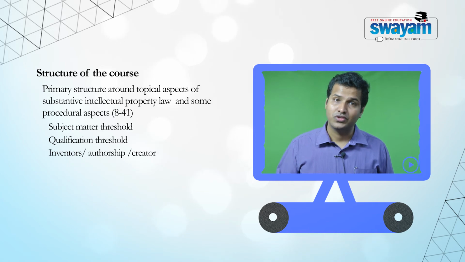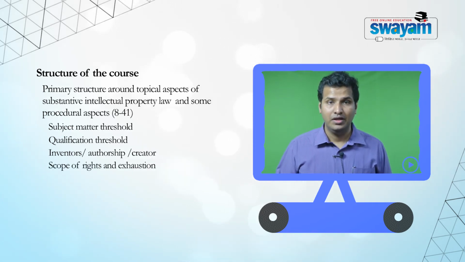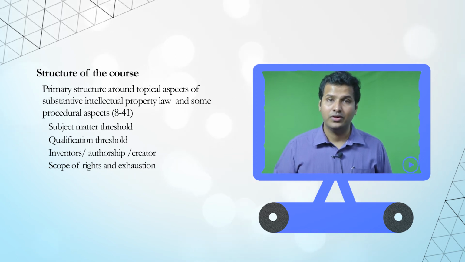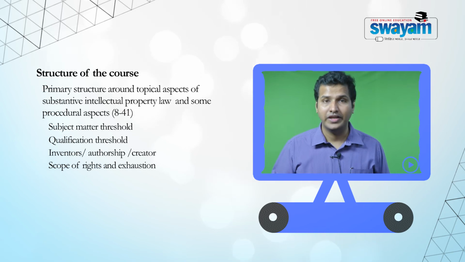Then we will also discuss the scope of rights and how those rights get exhausted after the first sale, whether the rights get exhausted nationally or territorially or internationally, because it has important ramifications in terms of availability of competing goods in the market, although intellectual property protected.